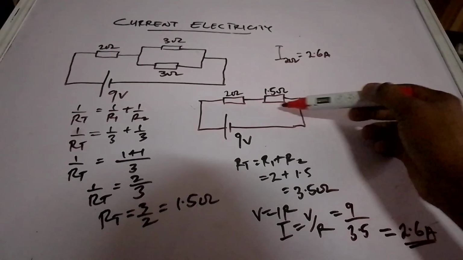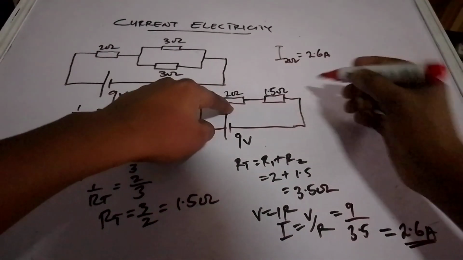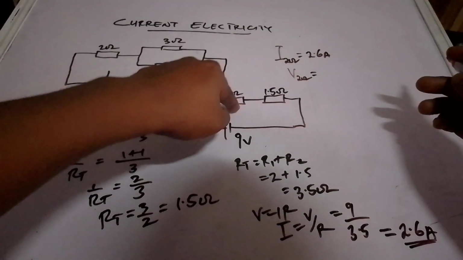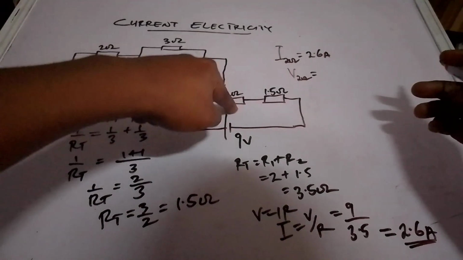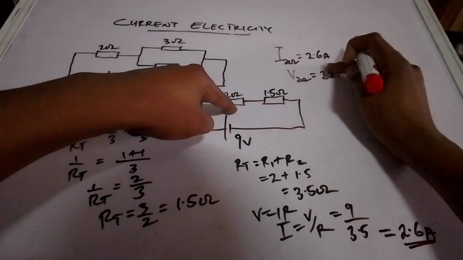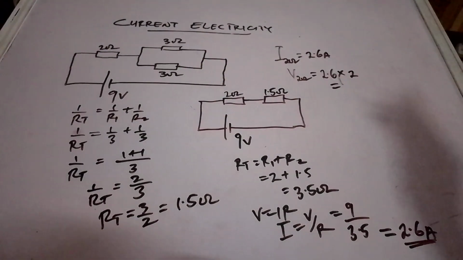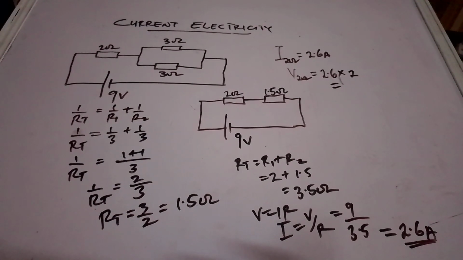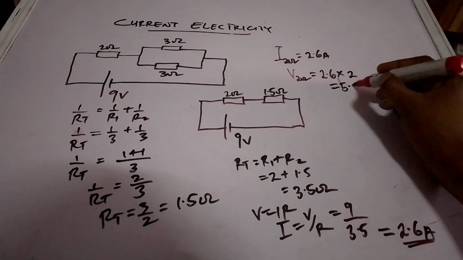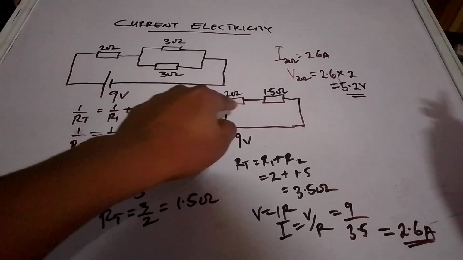So how do we know the voltage that passes through here? Let's first look at the voltage that passes through 2 ohms. The voltage that passes through 2 ohms is going to be the current that passes through 2 ohms multiplied by the resistance here. The current is 2.6, multiplied by what's the resistance here? 2. So the voltage here is going to be 2.6 multiplied by 2, and that is 5.2 volts. So the voltage that passes through here is 5.2.